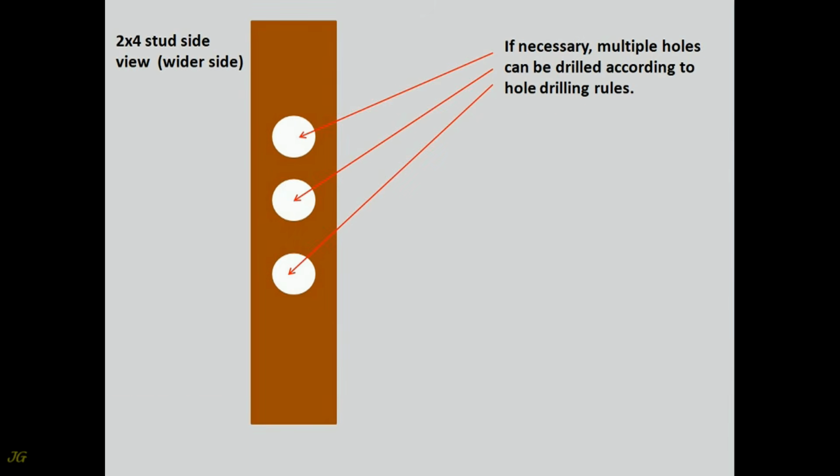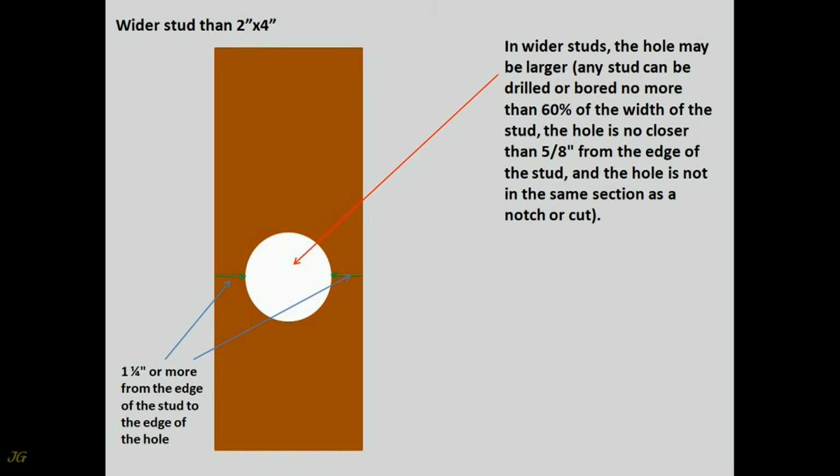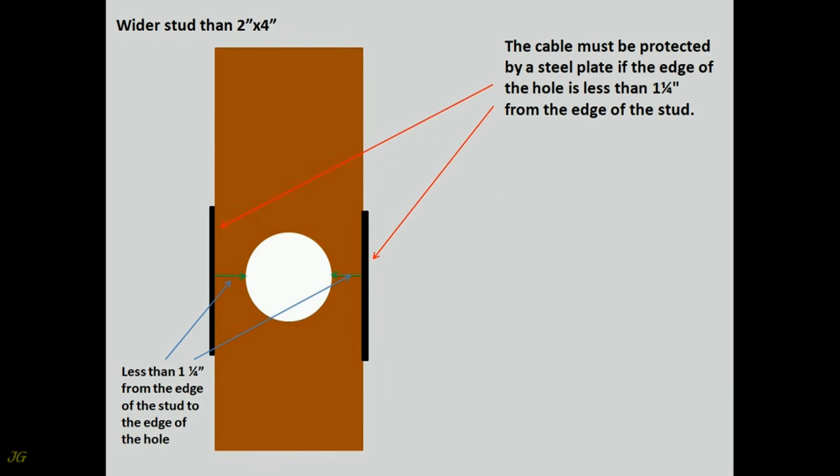If necessary, multiple holes can be drilled according to hole drilling rules. In wider studs, the hole may be larger. Any stud can be drilled or bored no more than 60% of the width of the stud. The hole is no closer than 5/8 inch from the edge of the stud, and the hole is not in the same section as a notch or cut. The cable must be protected by a steel plate if the edge of the hole is less than 1 1/4 inch from the edge of the stud.